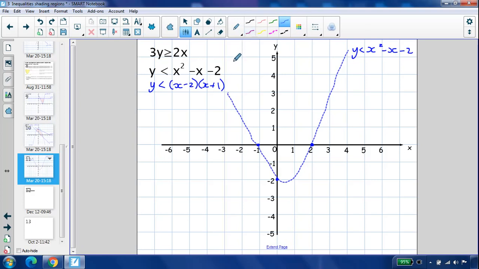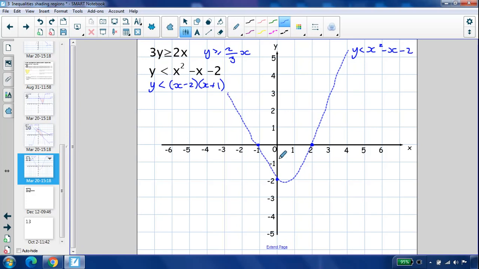And I'm going to move to the top part now. So I'm going to rearrange by dividing by 3. And I'm going to write that as y at the front. So y is greater than or equal to 2/3 of x. Now I'm going to have a solid line. I need to think about this though. It's going to go through the origin, and I'm going to have a gradient of 2/3.